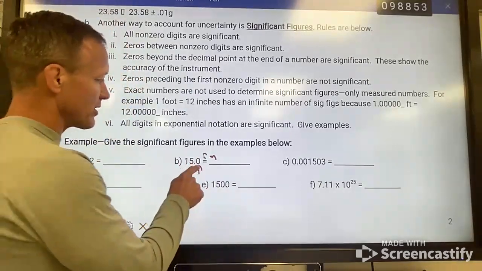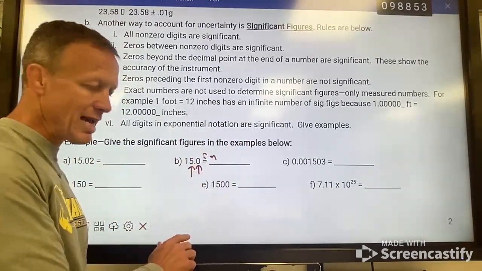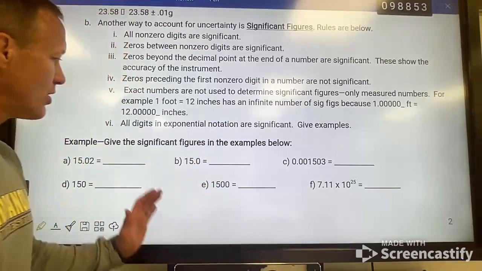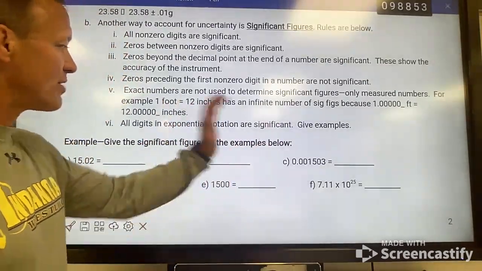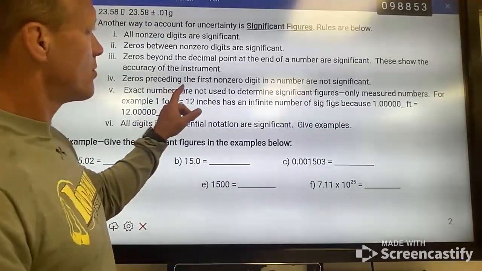By putting that zero in there, it's saying, okay, I know it's not 15.1. I know it's not 14.9. It's exactly 15.0. So that's why that's significant. So zeros at the end are significant after the decimal.